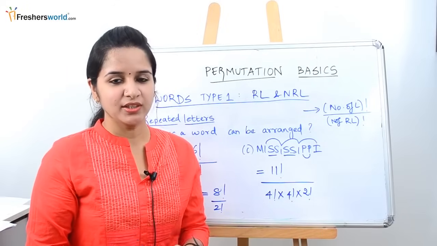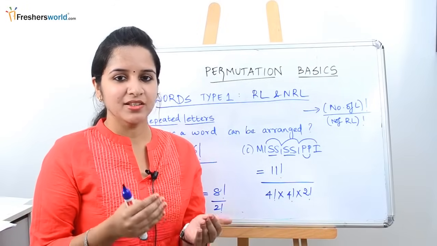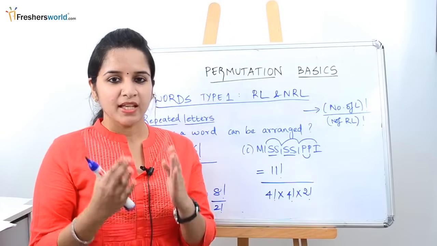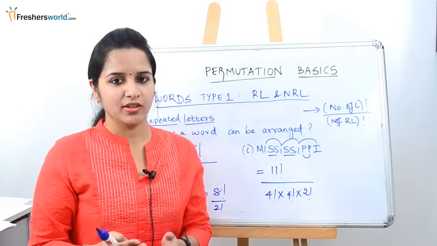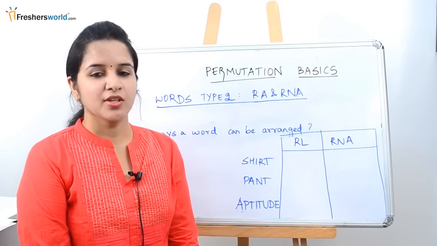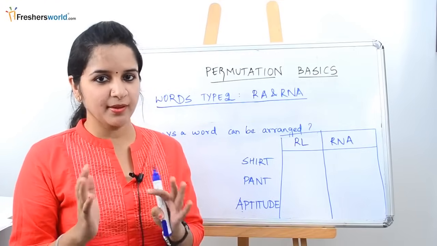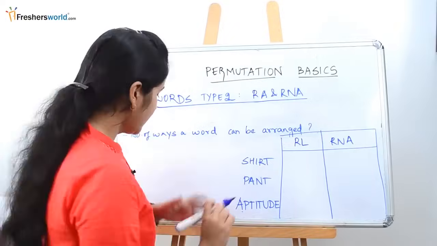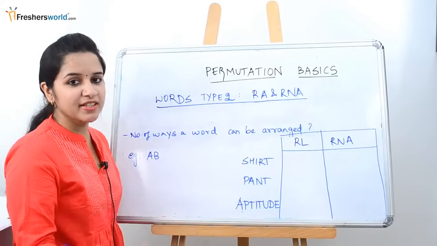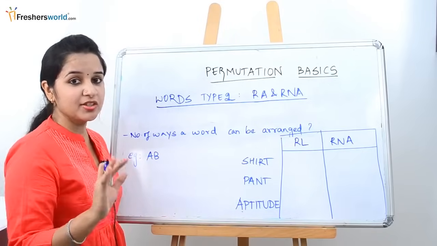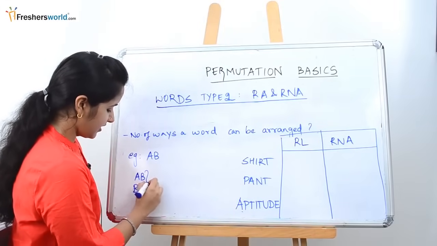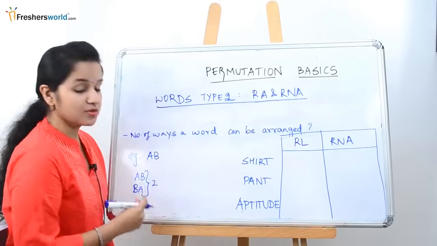Now we have dealt with the ways in which repeated and non-repeated letters can be arranged. Now we go to the next concept: repetition allowed and repetition not allowed. First, let's understand the difference. Say they give us the word AB and ask how many ways it can be arranged. If repetition is not allowed, we get AB, BA, which is 2 factorial ways.